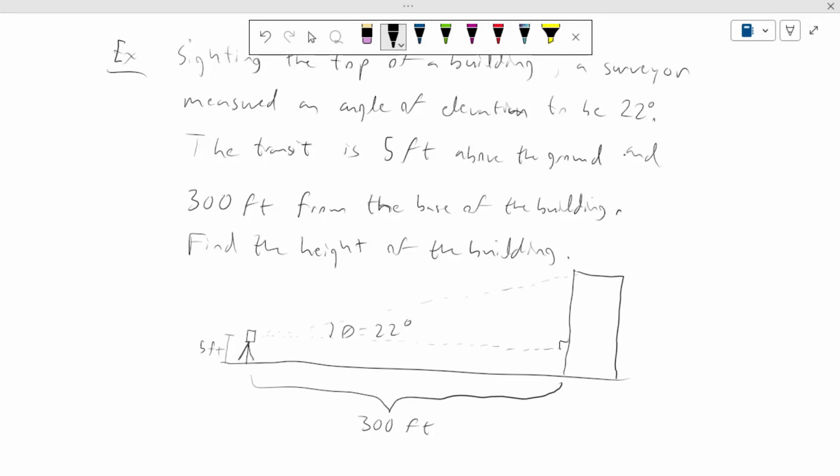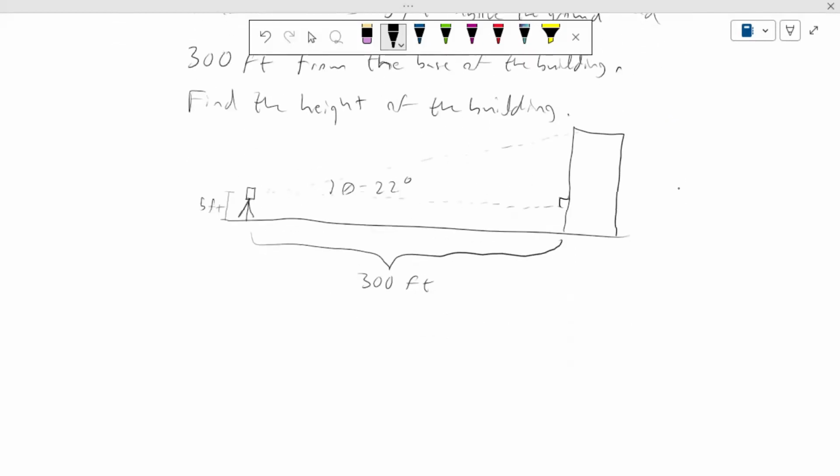Now, this is of course a right angle over here. If we were just looking straight ahead, it would be, since this building is built perpendicular to the ground. There should be a right angle right there. So we have a right triangle, and we can reduce this entire thing to just a right triangle. Here's our right triangle, where this is our angle of 22 degrees.